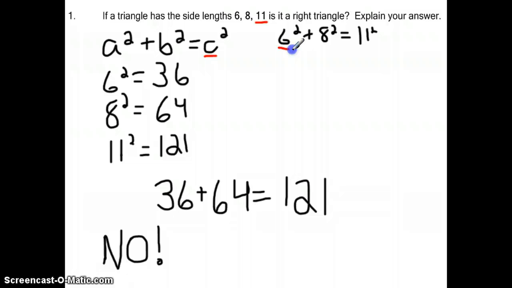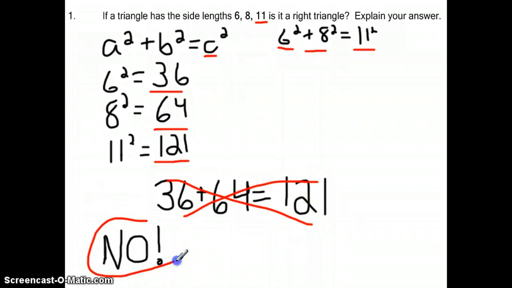So we could set it up as 6 squared plus 8 squared equals 11 squared. You can see here 6 squared is 36, 8 squared is 64, and 11 squared is 121. Well, 36 plus 64 actually equals 100. So it does not equal 121, which means this is not a right triangle, and you could use this information to make your explanation.